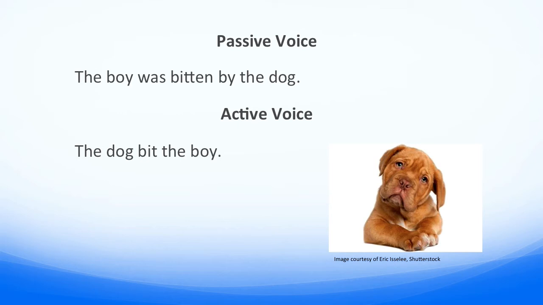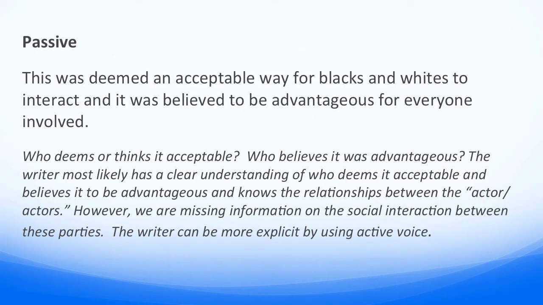Let's look at another example where strong verbs and active voice can add clarity. Our passive example sentence reads, "This was deemed an acceptable way for blacks and whites to interact, and it was believed to be advantageous for everyone involved." Notice the verb to be with was. This was deemed. It was believed.